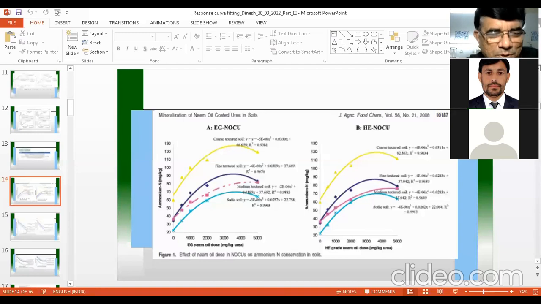I tell you one story. One student had a relationship that was actually linear, but by force he fitted a quadratic equation. Then the optimum dose went beyond the highest dose he had tested. Suppose the highest dose he tested was 150 kg and his optimum dose came out to be 180. How is it possible? So you need to choose the right equation.